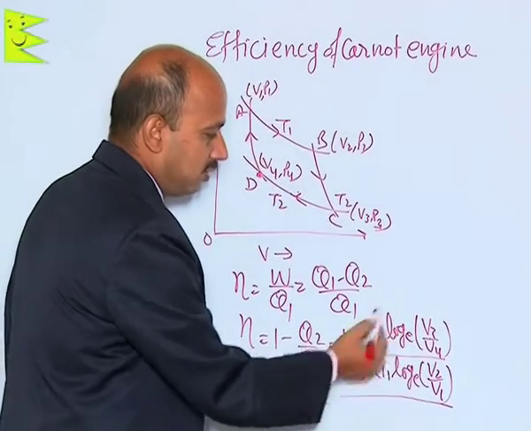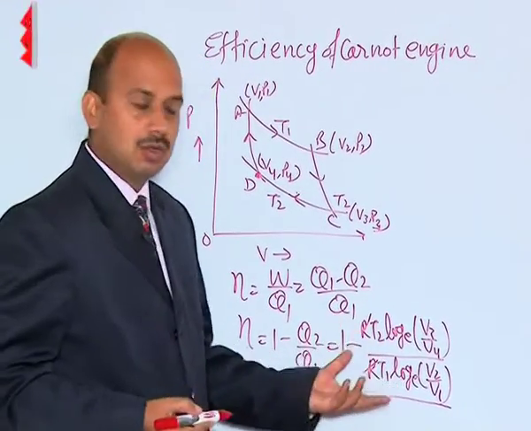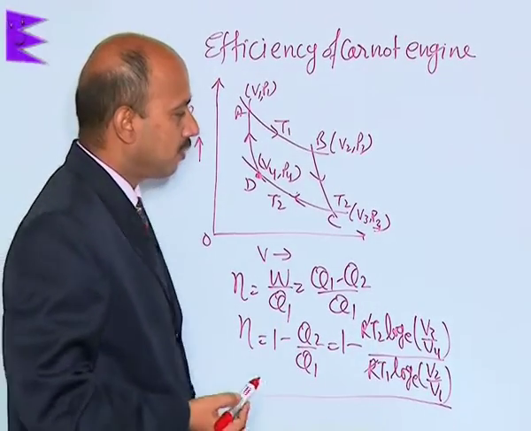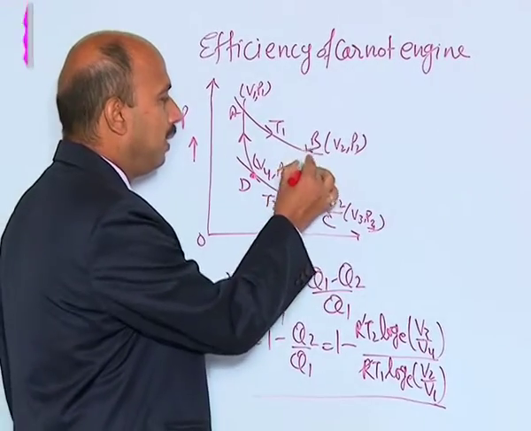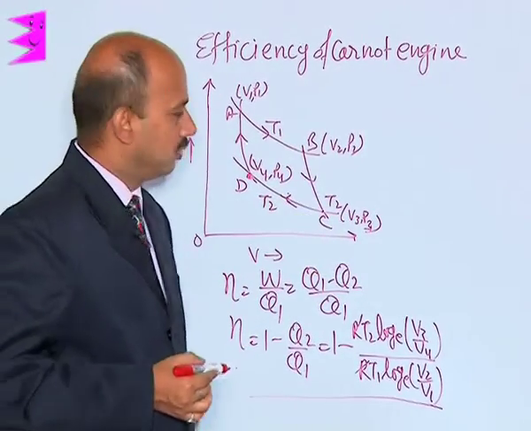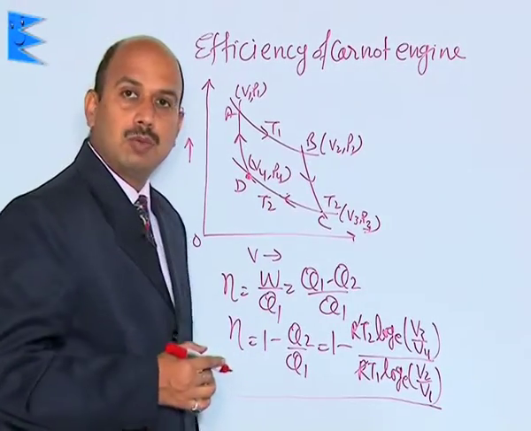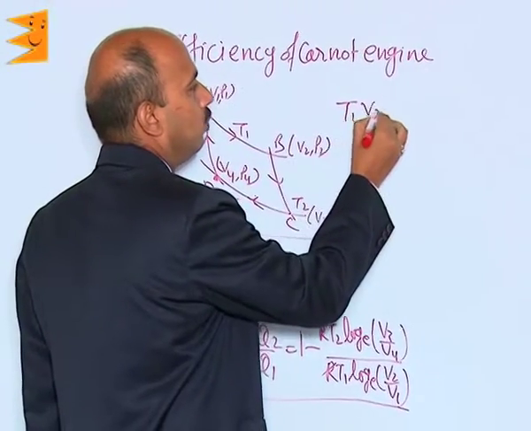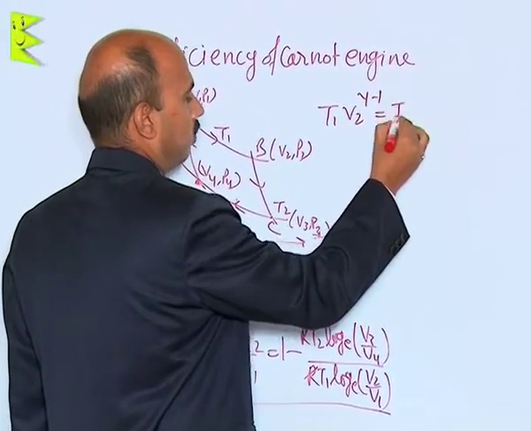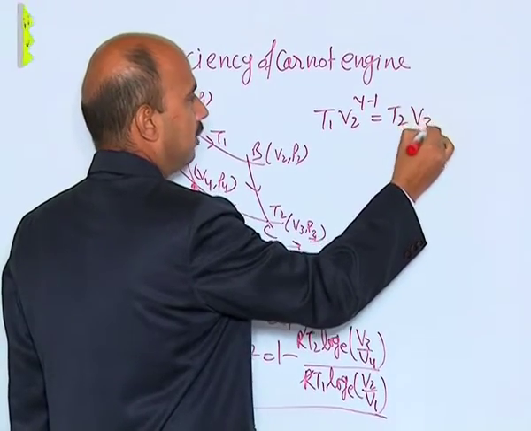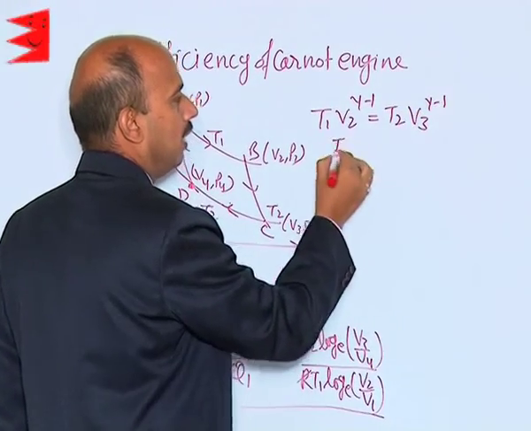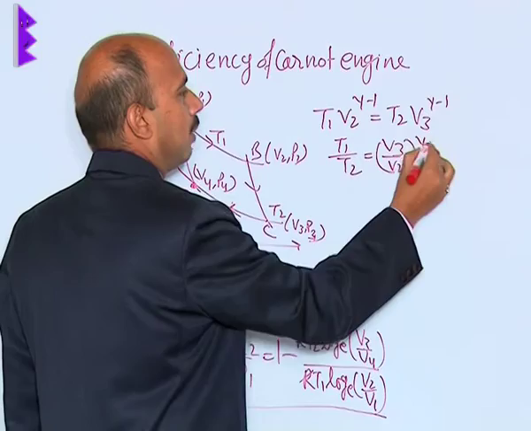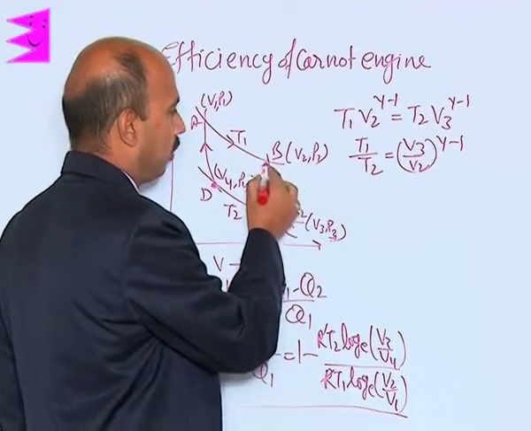Now, we have to solve this step also, because R and R will get cancelled, and we can also show V3 upon V4 is equal to V2 upon V1. Just see here from this, at B and at C there is an adiabatic expansion. So, in that case we can apply the equation for the adiabatic process. Here we can write T1 V2 raised to power gamma minus 1 is equal to T2 V3 raised to power gamma minus 1. So, we can write T1 upon T2 is equal to V3 upon V2 raised to power gamma minus 1. This I have applied for B and C.